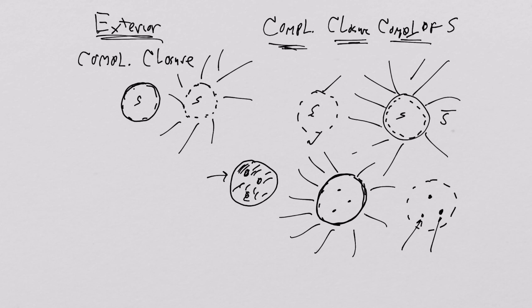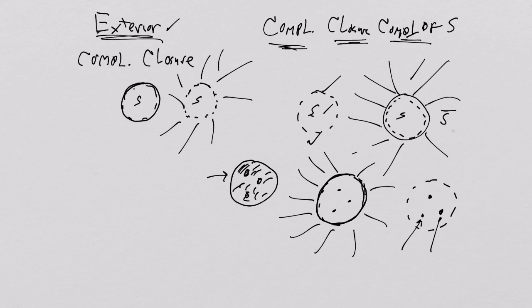Now, this gives us a great way of identifying the boundary, because the boundary is what's not in the exterior and not in the interior. The boundary is neither in the exterior nor the interior. So that's how we identify and define the boundary.